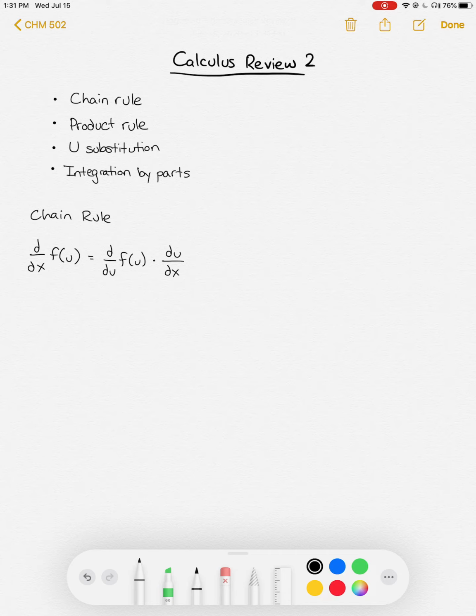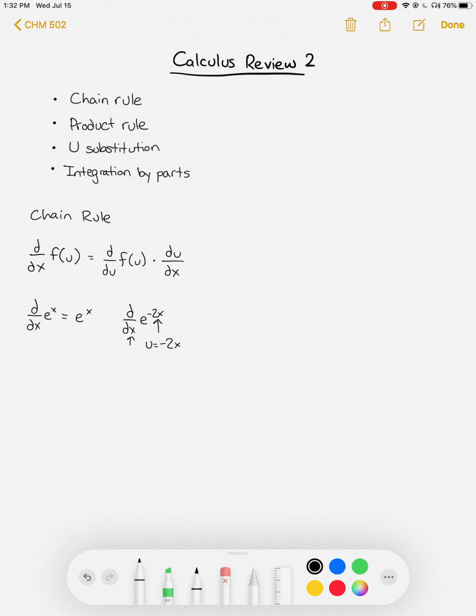So if we wanted to take the derivative of our function e to the x, well, we know how to do that. We covered that in the first review. That's simply e to the x. But what if we wanted to take the derivative of e to the minus 2x? Our derivative is with respect to x, but what's in the exponent is not x. So what we're going to do is set that equal to u. So u is equal to minus 2x.